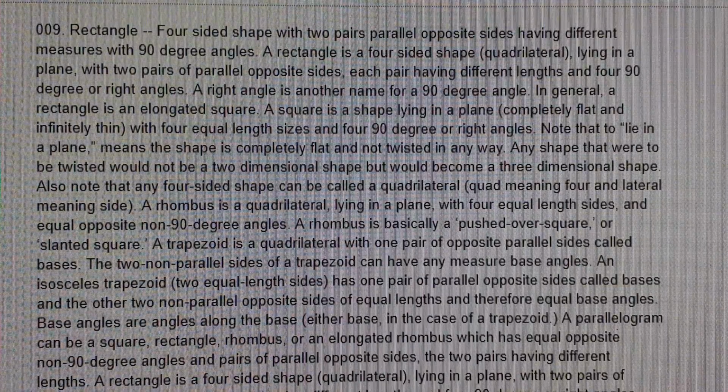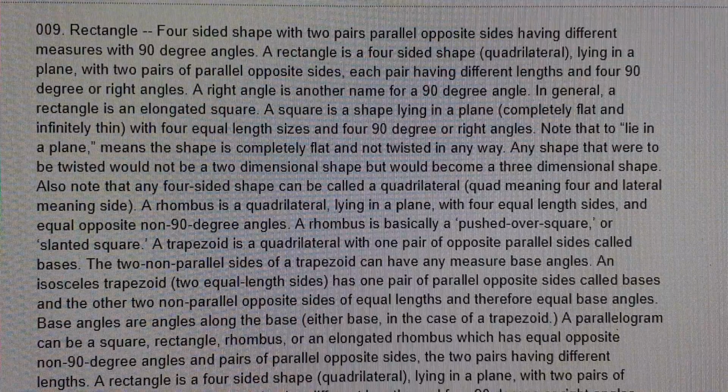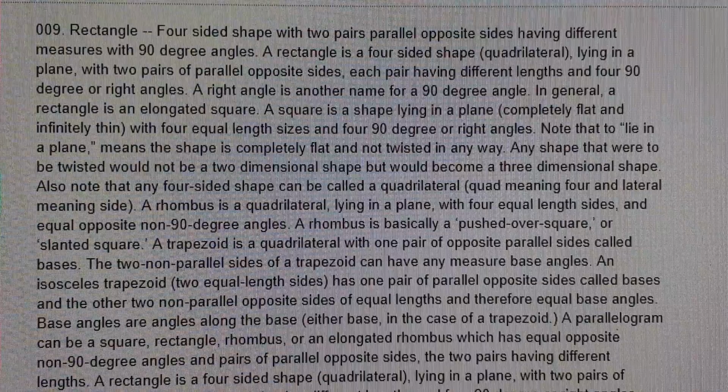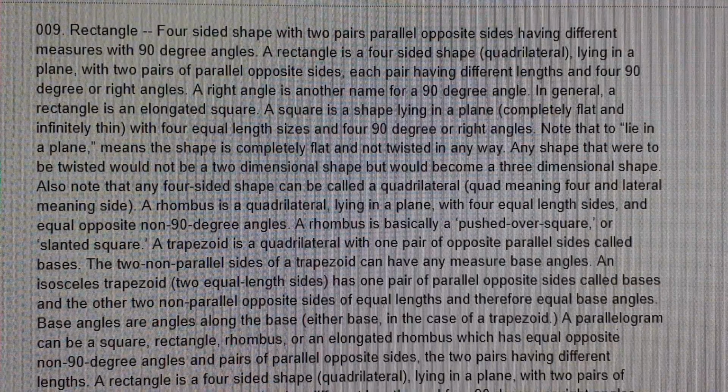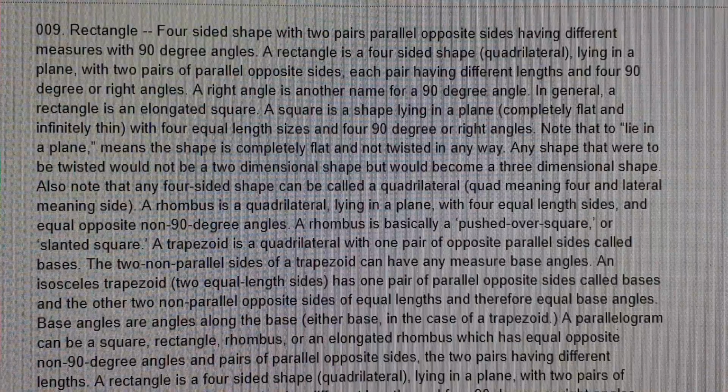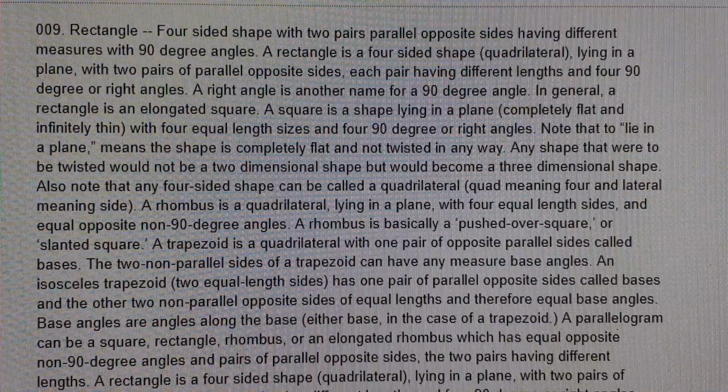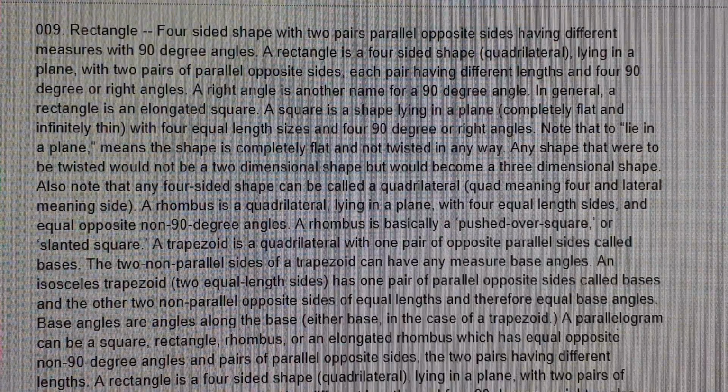Note that to "lie in a plane" means the shape is completely flat and not twisted in any way. Any shape that were to be twisted would not be a two-dimensional shape, but would become a three-dimensional shape. Also note that any four-sided shape can be called a quadrilateral (quad meaning four and lateral meaning side).